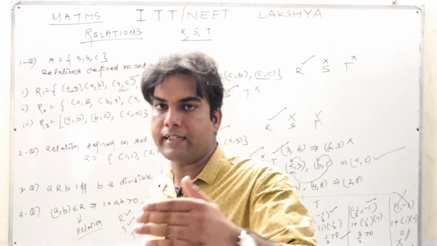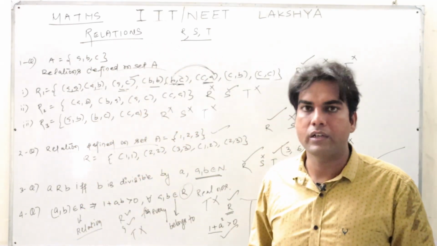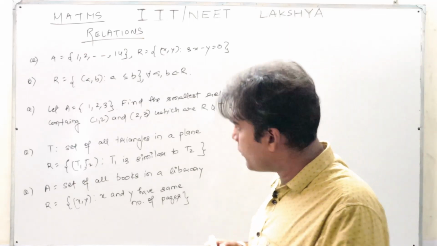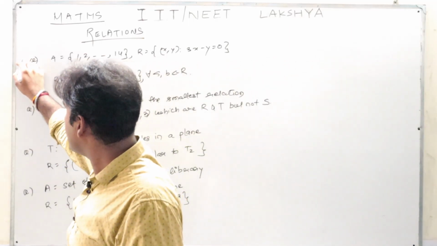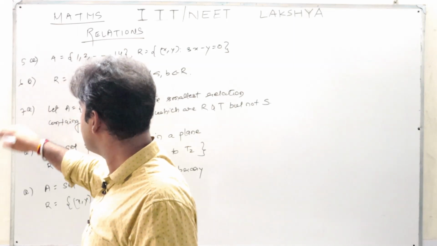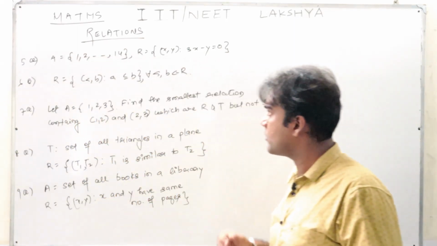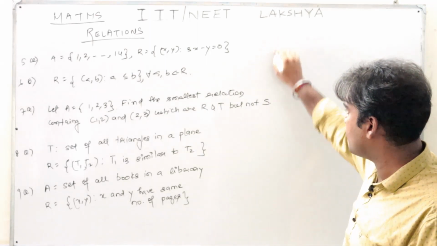Let me take another set of problems. You can note it down. Let us continue with these problems. Already we have solved 4 questions, so these would be questions number 5, 6, 7, 8 and 9. Let us see what is given in these problems and solve them one by one.